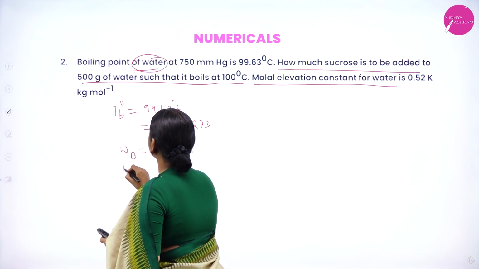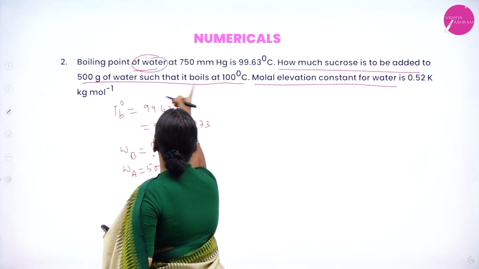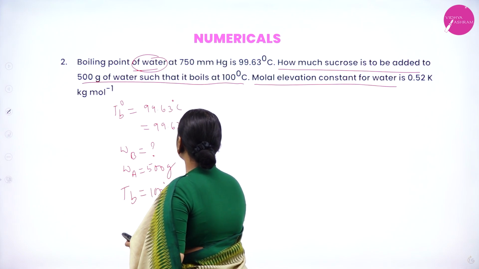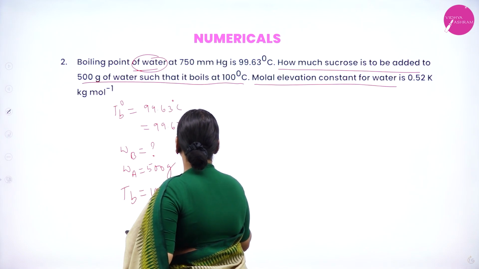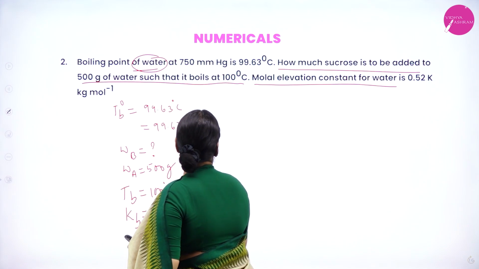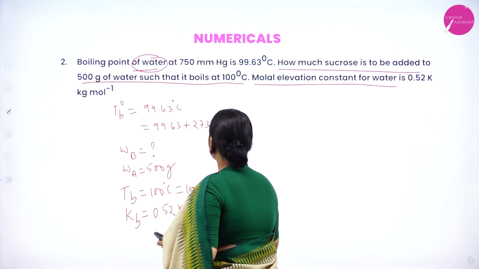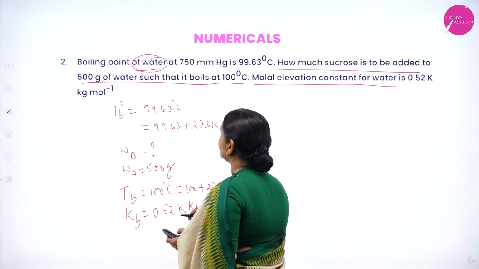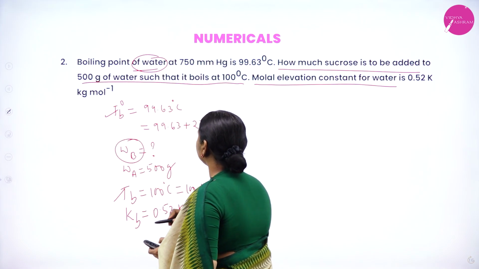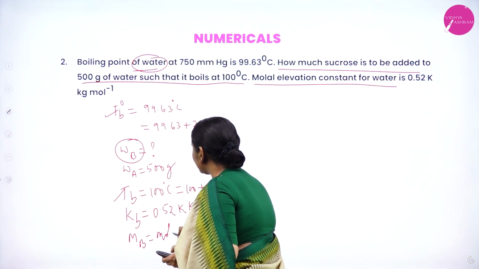In 500 gram of water, WA is 500 gram, and the solution boils at 100. Therefore, the boiling point of the solution is 100 degrees centigrade, which is 100 plus 273 Kelvin. KB is the molar elevation constant, which is 0.52 Kelvin kg per mole. So you know TB naught as well as TB. You have to find out WB and MB, the molar mass of the solute, the molar mass of sucrose.